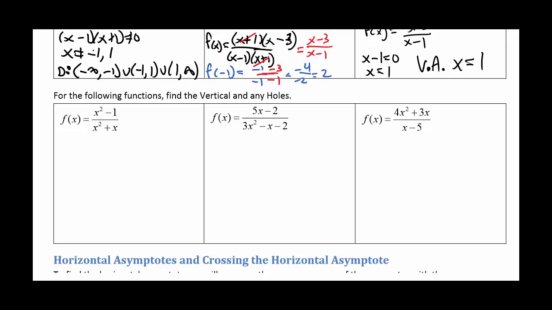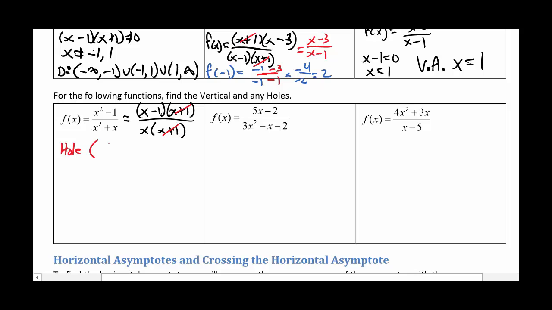Okay, so in these next examples, we're going to ignore the domain part for right now. Eventually we'll come back and get it, but we're just interested in the vertical asymptotes and any holes that we find. So let's start by factoring and see what we notice. The numerator in this case factors into x minus 1 and x plus 1, and the denominator factors into x and x plus 1. And we should notice that the x plus 1s are in common, so that means we have a hole.